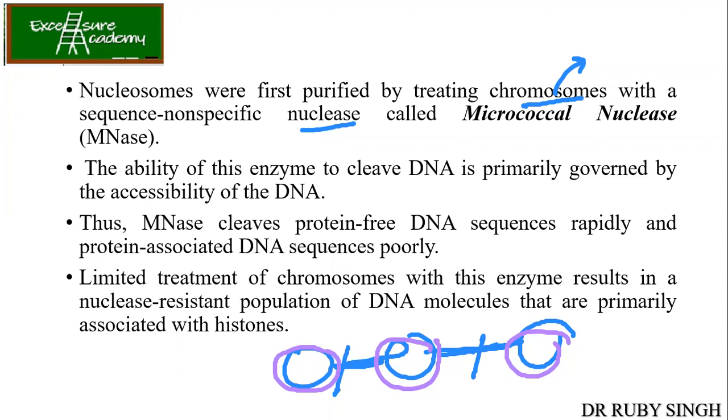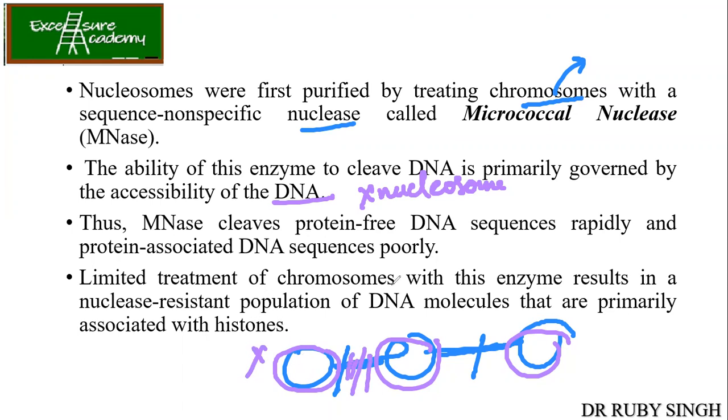So the ability of this enzyme to cleave DNA is governed by the accessibility of the DNA. So where it is accessible, where there is no nucleosome. Okay. So there only the nucleus is accessible. Thus, MNase cleaves protein-free DNA sequences rapidly and protein-associated DNA sequences poorly. So you will get the sequences cut over here, but not over here.